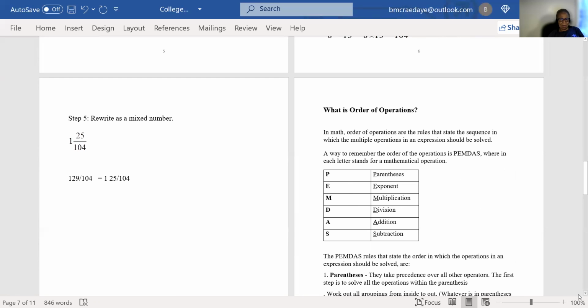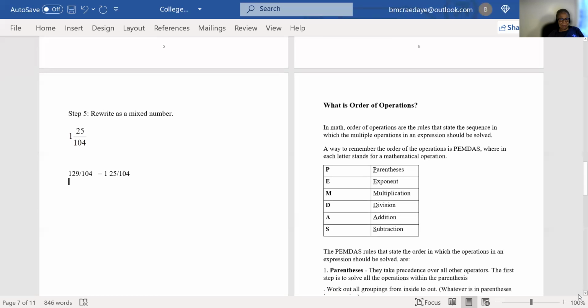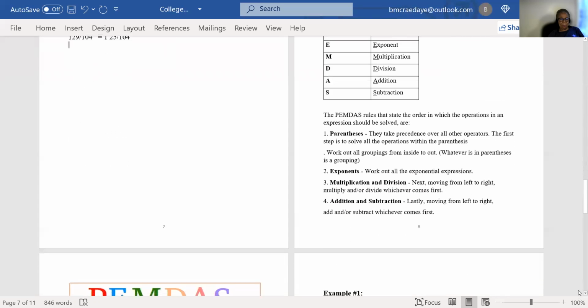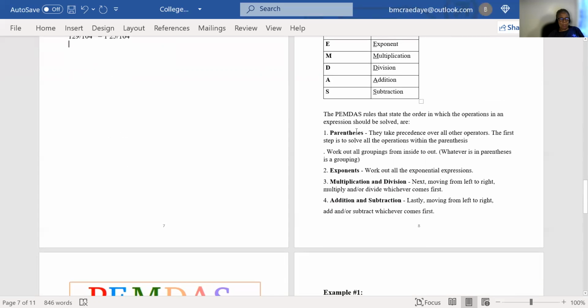Now, let's go through each one of these where we have the order. You do parentheses before you do anything else. This is the first operation you do when you have a problem that has several operations. If you have parentheses, you want to do that first. Solve all the operations in the parentheses. Okay.